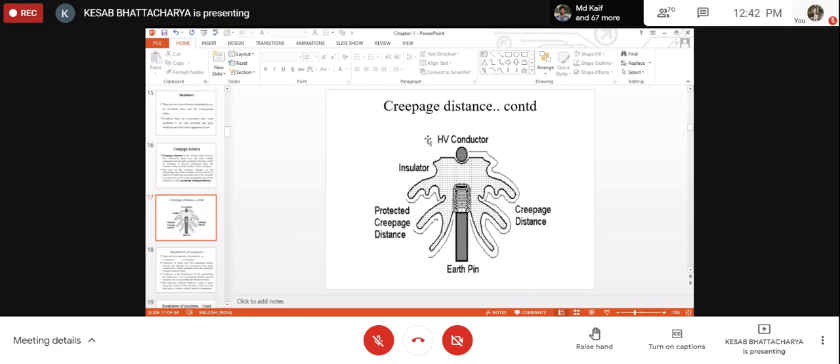It is not necessary that the water drops will always fall on the insulator surface in the vertically downward direction or in a direction parallel to the axis of the insulator. Depending upon the direction of wind, the water drops may fall on the insulator surface, making some angle with the axis of the insulator.